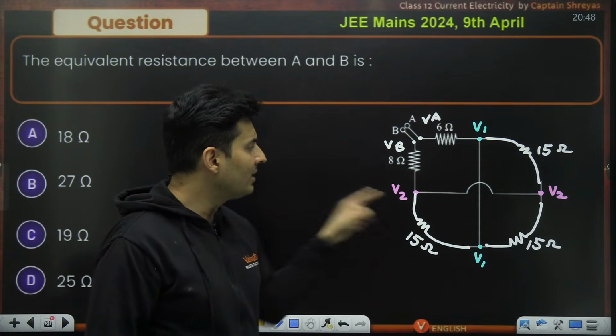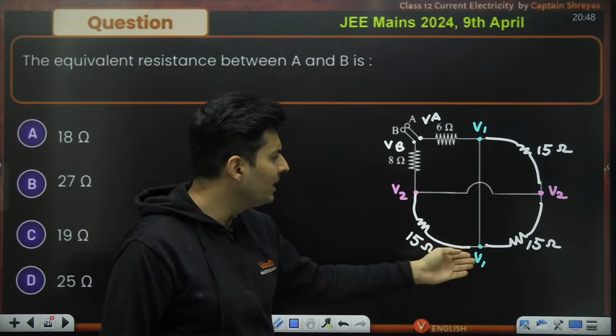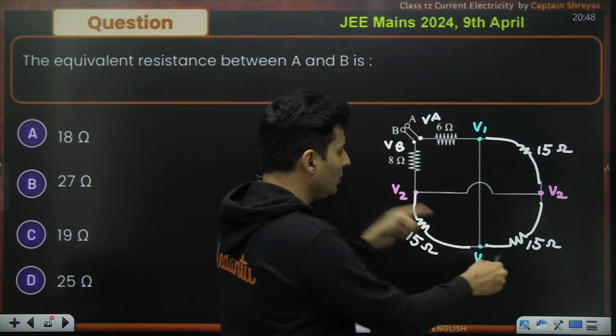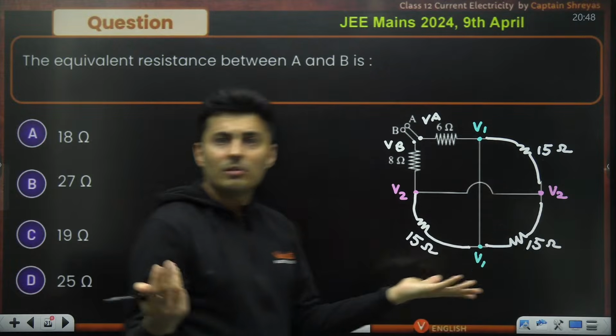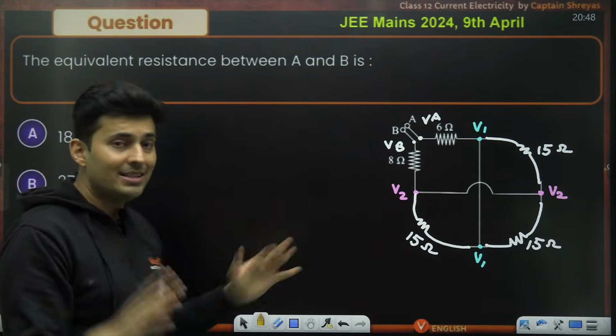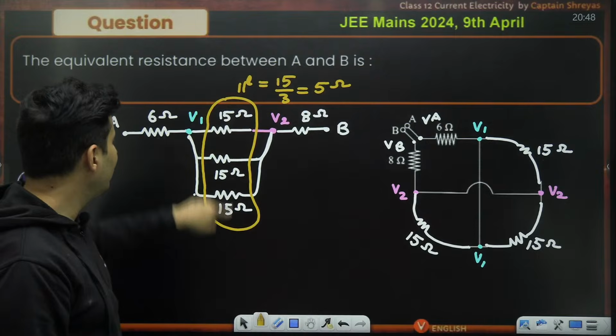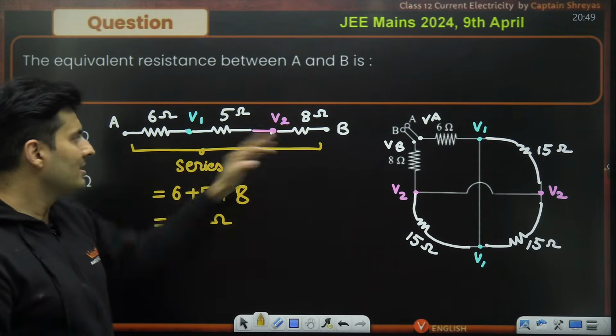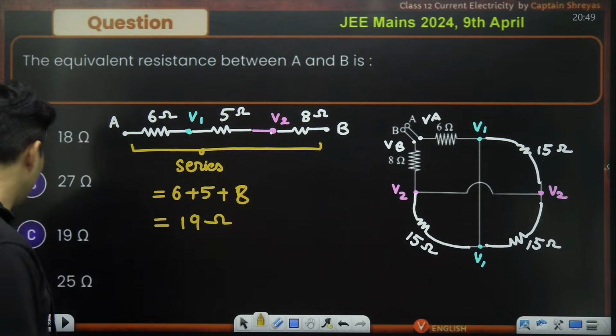Then I marked the voltages and then I'm like, oh, wait a minute. This 15, this 15 and this 15: V1, V2, V1, V2, V1, V2. Same voltage difference, so that means they are in parallel. So I immediately saw three resistors in parallel and their combination was in series. So immediately I got the answer.